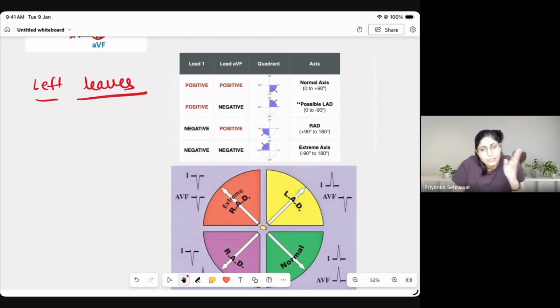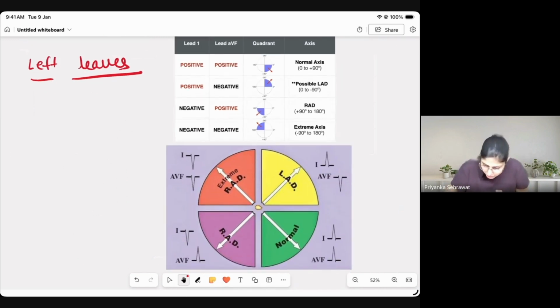Now, what does left leaves mean? How do we know that it is a left axis deviation? Left axis deviation is when the two waveforms in lead 1 and AVF are going in opposite directions. They are leaving each other. Like in this one, lead 1 is positive and AVF is negative. So this means left leaves. They are going away from each other, which is left axis deviation.